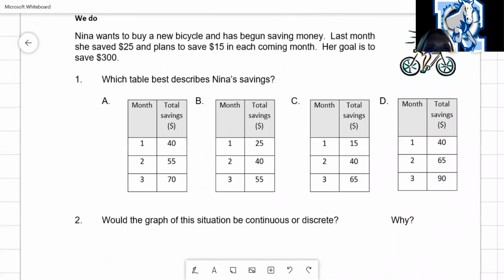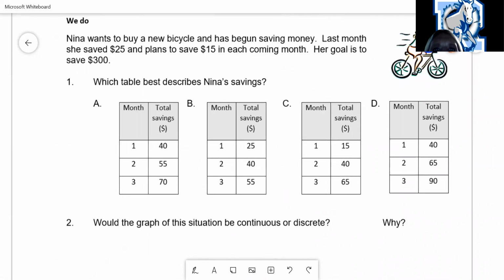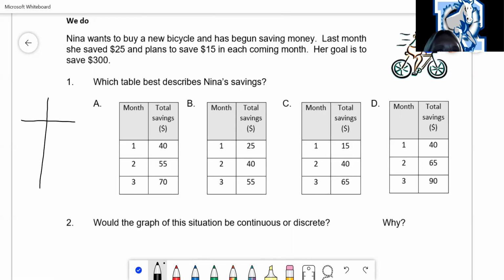All right. Nina wants to buy a bicycle and has begun saving money. Last month, she saved $25 and she plans to save $15 each coming month. Her goal is to save $300. So pause the video and at least try to answer these first two. If it was me, I wouldn't just go through the tables and automatically start answering from there. I would draw my own first.